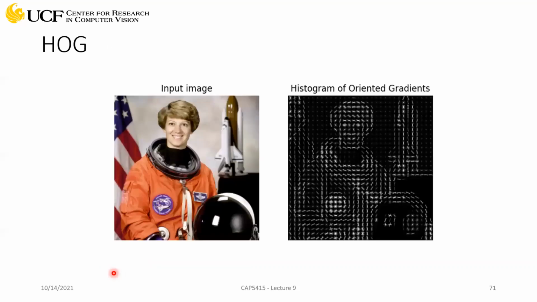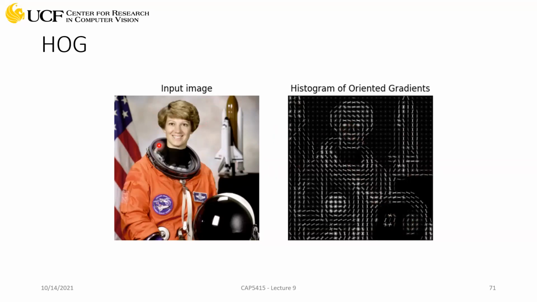Now this is a very nice visualization of HOG. This is the input image, the famous astronaut image. If you look carefully, this is not exactly HOG, but it is trying to visualize HOG. For each cell, it displays the top 2 dominant edges present in that cell. You can see that those lines are aligning with the edges.